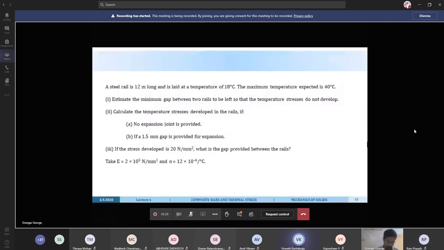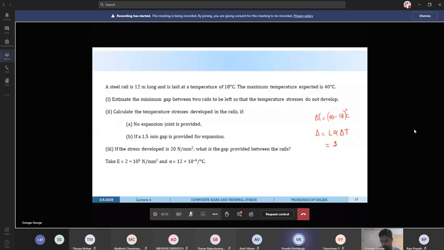So first we have to find the expansion. Between the given temperatures, that is between 40 and 18, the delta T will be 22 degrees Celsius. With that, we'll find the maximum expansion. The expression for that is delta equal to L alpha delta T. It will be 3.168 into 10 power minus 3.